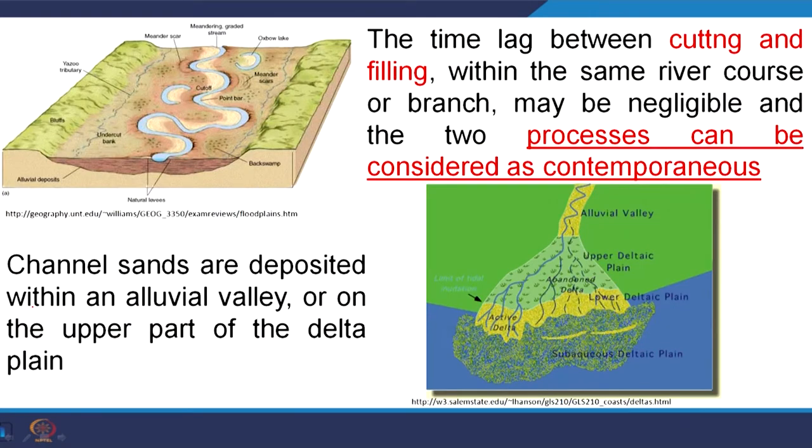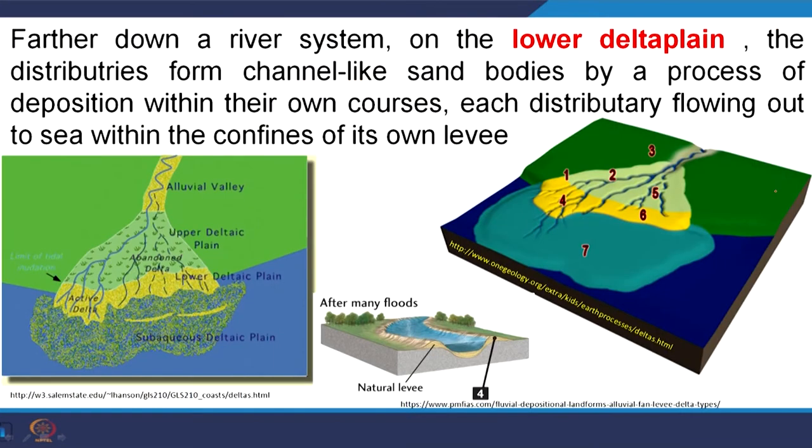Channel sands are deposited within an alluvial valley or on the upper part of the delta plain. This is the upper delta plain, that is the lower delta plain. So here we are getting this channel sand. The time lag between cutting and filling within the same river course or branch may be negligible and thus it can be considered as contemporaneous. However, if it is another river which is encroaching on the former one, then an unconformity is there and it is not considered to be contemporaneous.